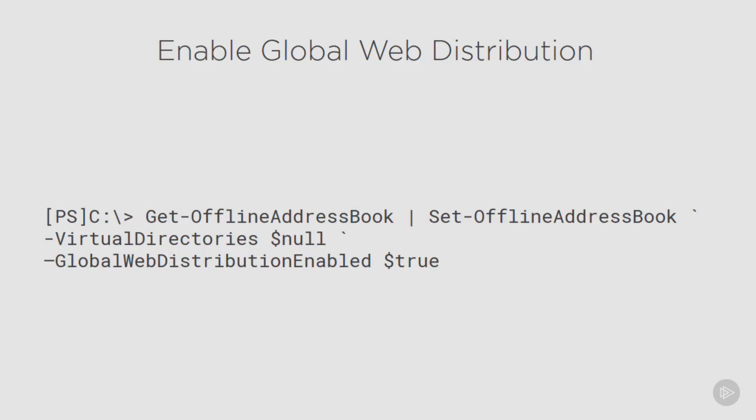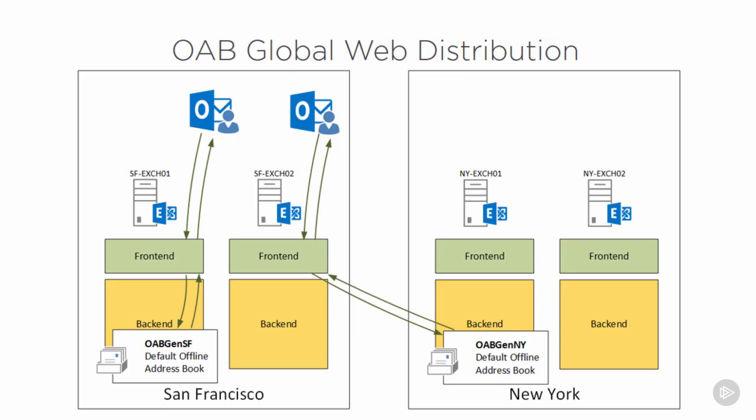The solution in Exchange 2016 is to enable what's called global web distribution. All of the address books in the organization can be configured by running the Set-OfflineAddressBook cmdlet, setting the virtual directories to null, so there are no longer specifically allocated OAB virtual directories for distribution of those OABs, and setting the GlobalWebDistributionEnabled attribute to true. The effect of that change is instead of the New York user having to be proxied all the way back to New York across the WAN to access the offline address book files, their connection will be proxied to the San Francisco offline address book instead.